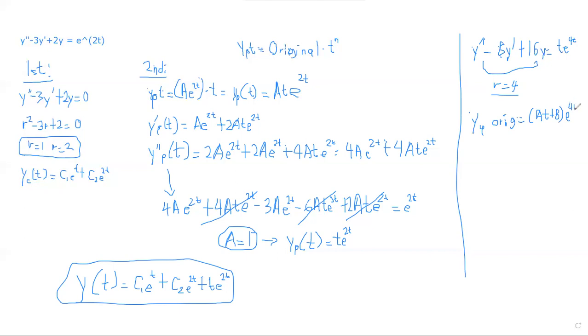But then you're supposed to multiply by t squared, because r is 4, it's a double root and it's 2 times in here. So you have to multiply by t squared. So y_p equals t squared times this, which is equal to (at^3 + bt^2) e^(4t).